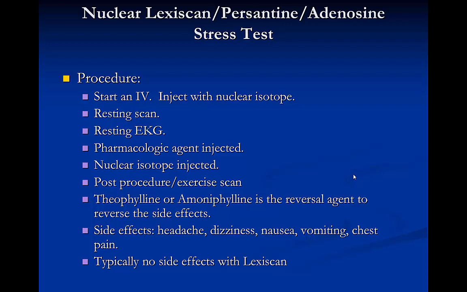Now, the reversal agent for any of the medications listed above is aminophylline, and you do need to know that. That is the reversal agent we give to reverse the side effects if they get too severe for the patient. And again, there's typically no side effects with Lexiscan.